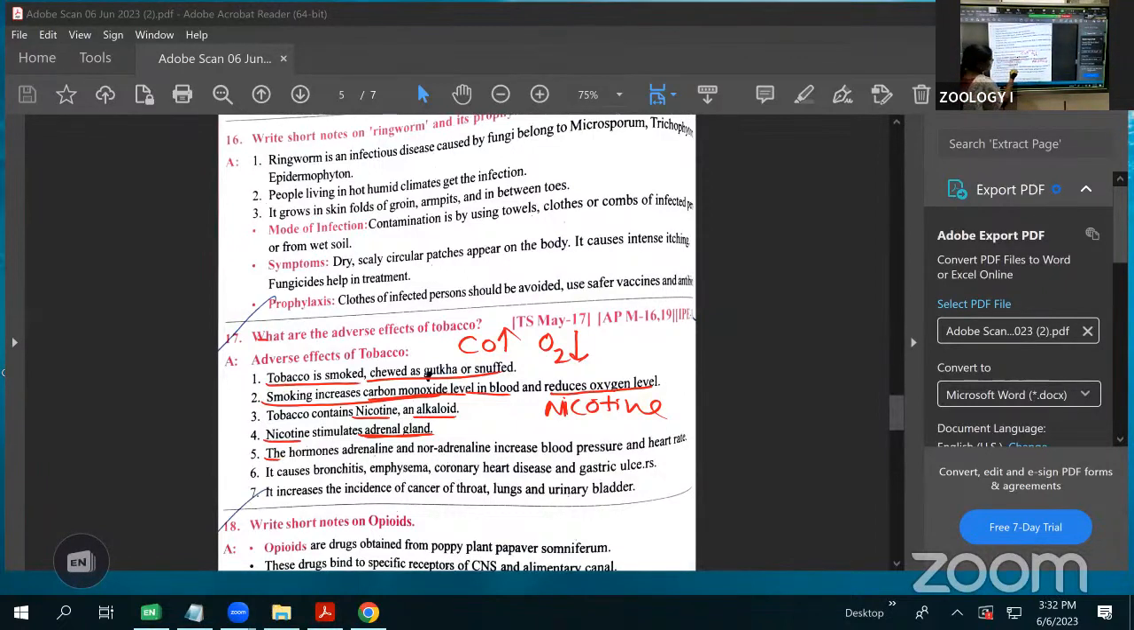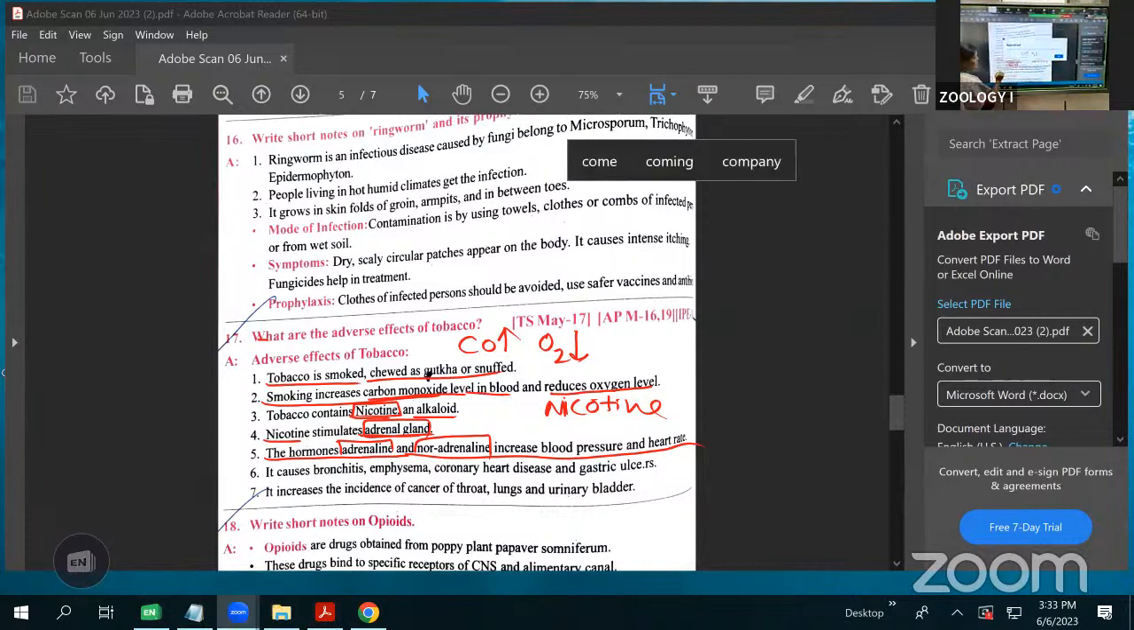The hormones adrenaline and noradrenaline increase the blood pressure as well as the heart rate. Clear? The tobacco contains the nicotine alkaloid, which stimulates the adrenal gland. The adrenal gland produces two hormones, adrenaline and noradrenaline. What is the effect of that? These hormones increase the blood pressure, and automatically the heart rate also increases.